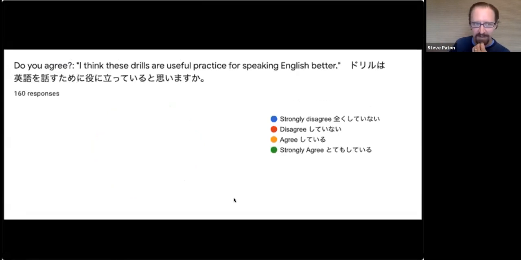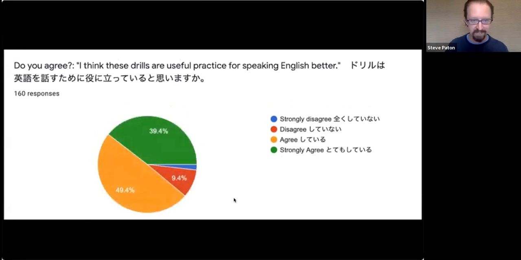The next question asked, do you agree with this: I think these drills are useful practice for speaking English better, which I think it is, but is there some disconnect between me and the students? Are they not seeing what I'm seeing? But it turns out they're seeing exactly what I'm seeing. Again, yellow and green here for agree, again in the 90% region, that they think they are useful.